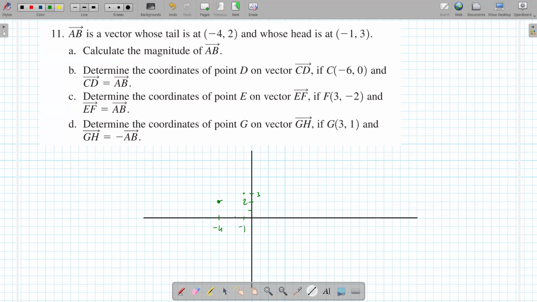So this is our vector AB. -4, 2 to -1, 3. All right. Calculate the magnitude of AB. How can we find this?